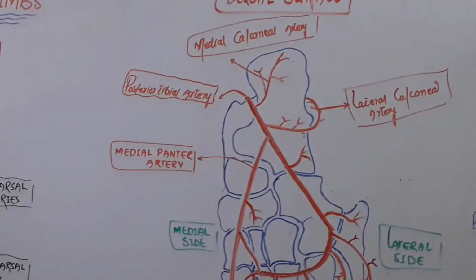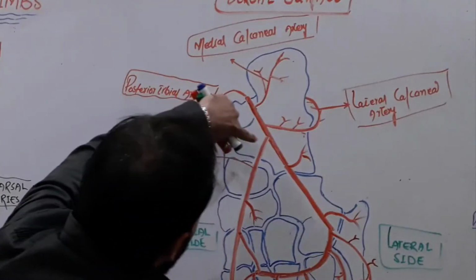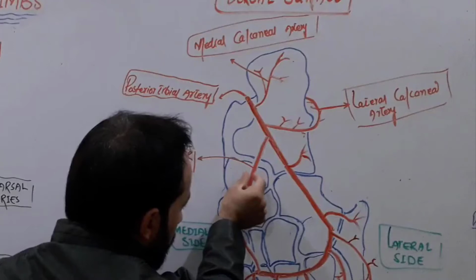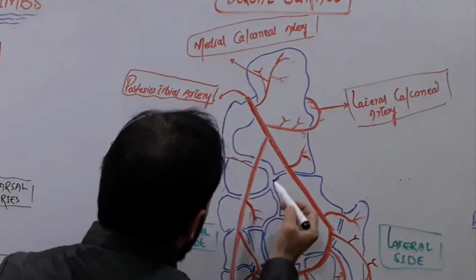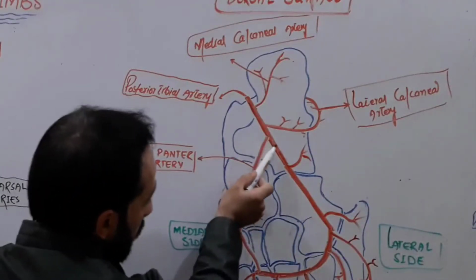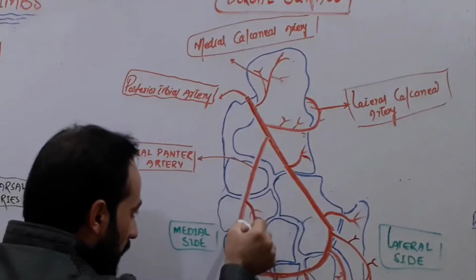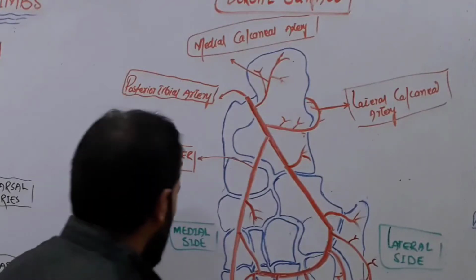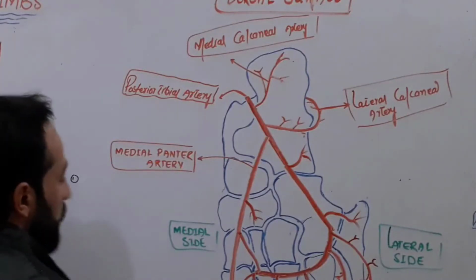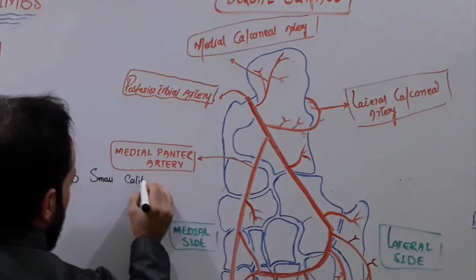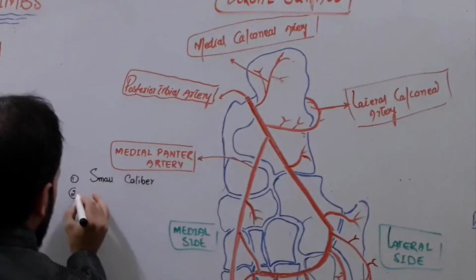Right? Let us write a little detail about this medial plantar artery. So look carefully, friends. You can see I have drawn this medial plantar artery a little shorter and a little less in diameter. So we say that this artery, as compared to the lateral plantar artery, has a very small caliber. So the first point about this medial plantar artery is that it has a small caliber. Caliber means size. Clear, friends?